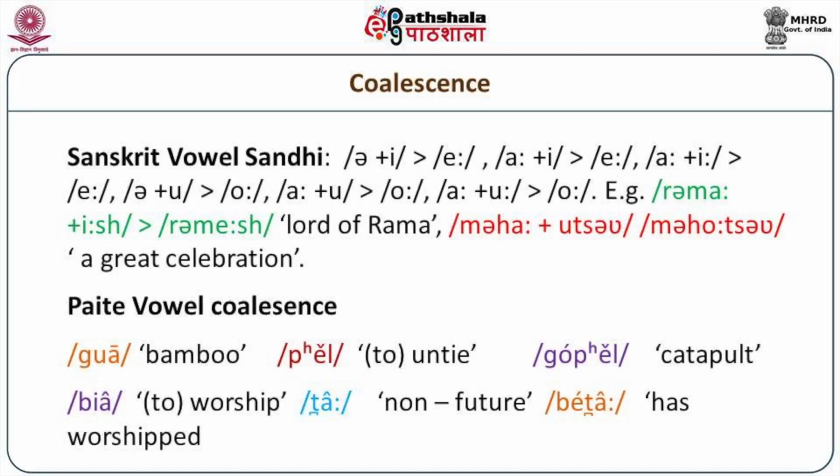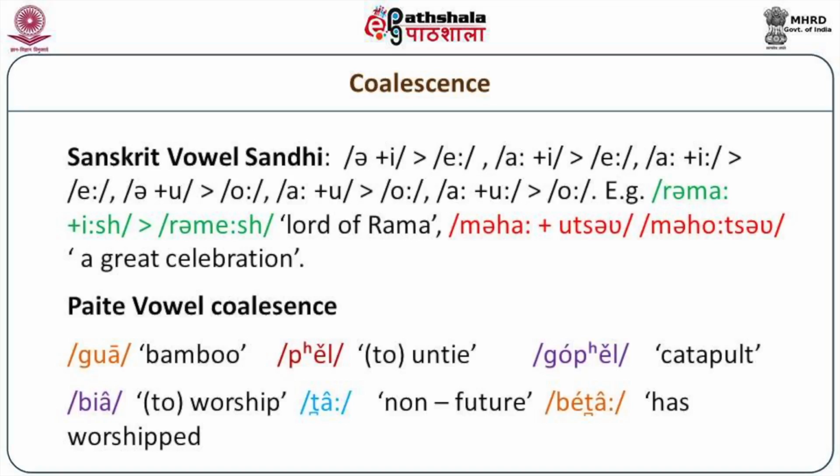So what we notice in these cases is that two vowels such as A and E, when they coalesce, a third vowel emerges such as A. For example, Rama plus Ish is Ramesh, Maha plus Utsav is Mahotsav. These are excellent examples of vowel coalescence.